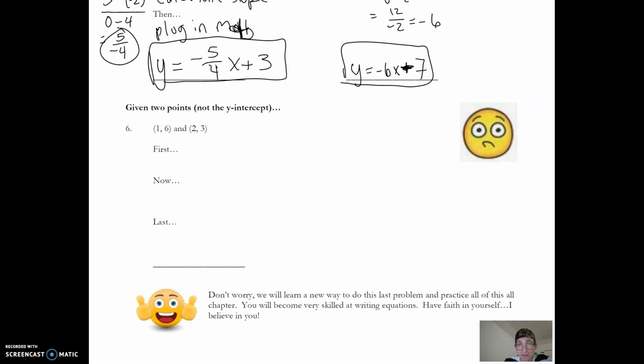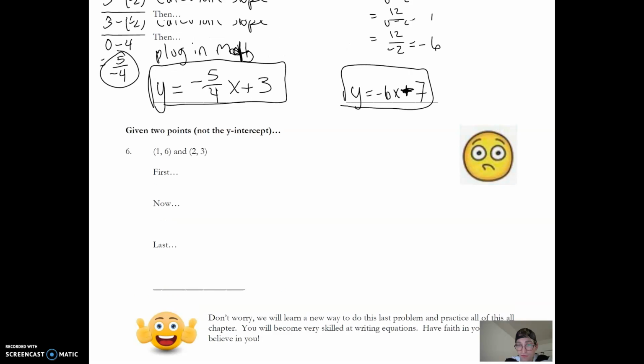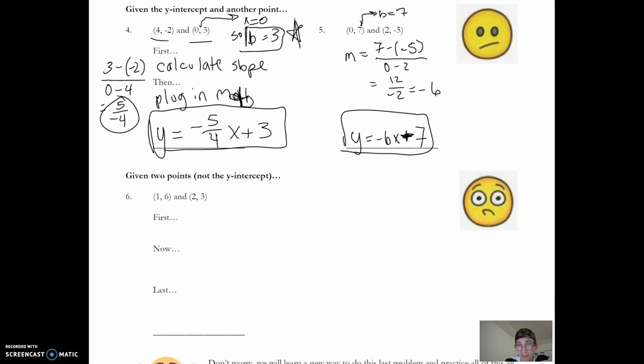Alright, the answer is up. Oh, I guess I scrolled a little too far. There's the work to calculate the slope. See our y-intercept, our answer, -6x plus 7.